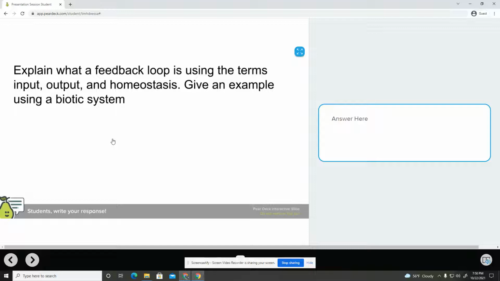So you just want to specify that input is something coming into the system, output is something that is happening, or something that's being done, or something that's being observed, and homeostasis is maintaining a stable internal environment. So pretty much anything with a biotic system is going to be with the goal of maintaining that homeostasis.